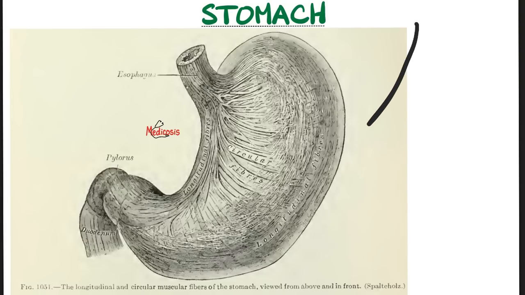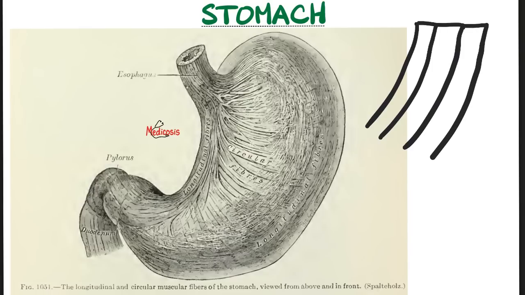From the inside out, we have the mucosa, followed by the submucosa, followed by the musculosa or the muscle layer, which is smooth muscle, of course. Then we have the serosa, if it's covered by peritoneum, or adventitia if it's not covered by peritoneum. Now let's talk about the musculosa or the smooth muscle layer of the stomach.